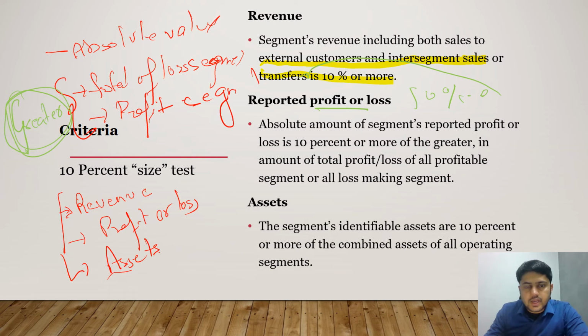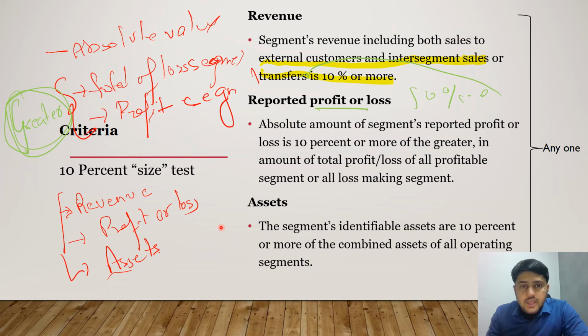Then for assets, the segment's identifiable assets are 10% or more of the combined assets of all operating segments. So this is easy. Then moving on to next criteria. So yeah, if any one of these three criteria is exceeding 10% for any operating segment, then that operating segment becomes reportable.